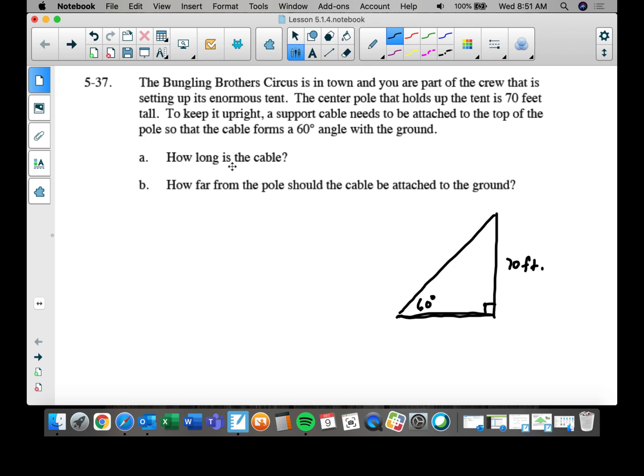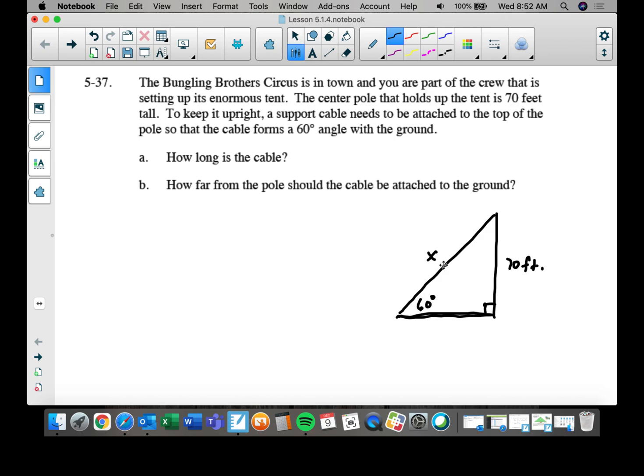Now in part A, they ask you how long is the cable. So again, remember, this is the cable, so what they're asking you is that right there. They're asking you for x in this case, okay? Now, we try to figure out how do I solve for x? The first question should be, can I use the Pythagorean theorem? Because if you can, that's usually the easiest method. In this case, I do have a right triangle, but I do not know two sides, and therefore the Pythagorean theorem is not going to work.